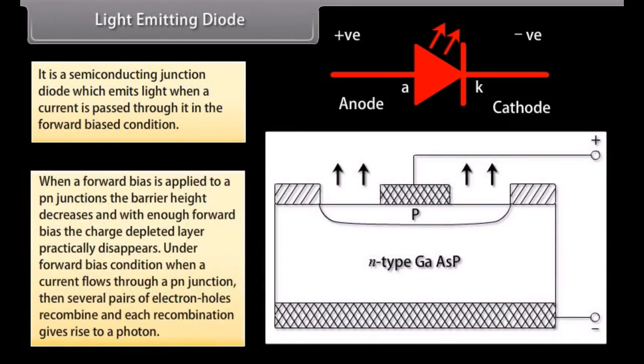When a forward bias is applied to a p-n junction, the barrier height decreases, and with enough forward bias, the charge-depleted layer practically disappears. Under forward bias condition, when a current flows through a p-n junction, several electron-hole pairs recombine, and each recombination gives rise to a photon.